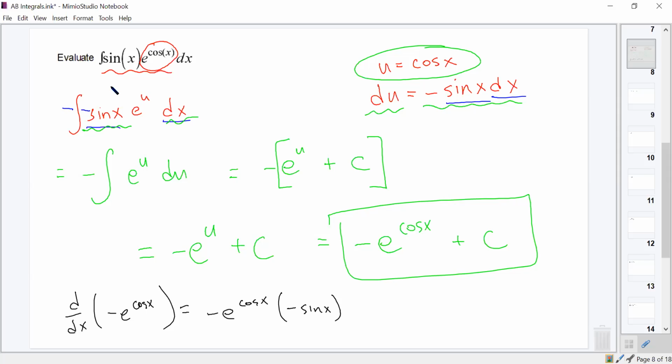All right. Wait. Could you go back and explain how you got du equals negative sine x dx again? Yep, I just took the derivative of u using a differential. That's just du, and the derivative of cosine x is negative sine x dx.